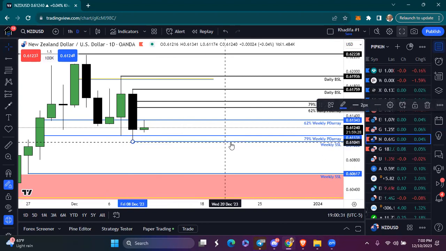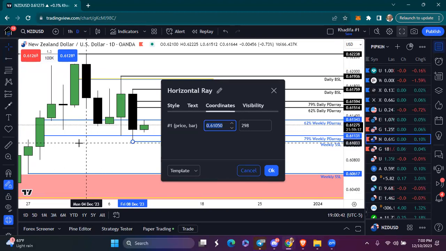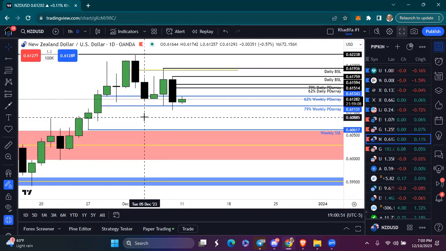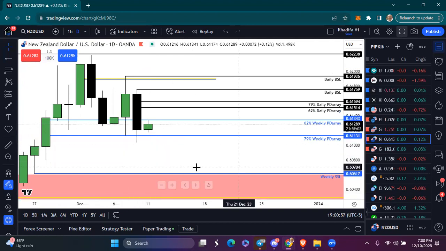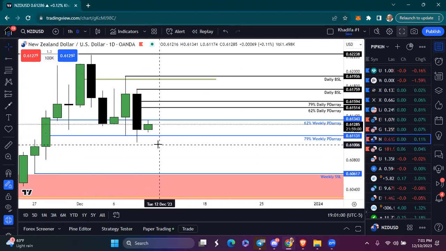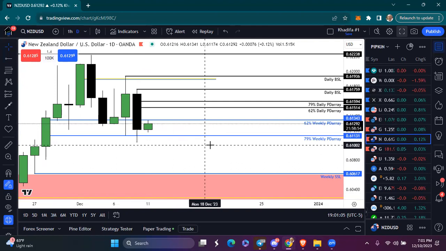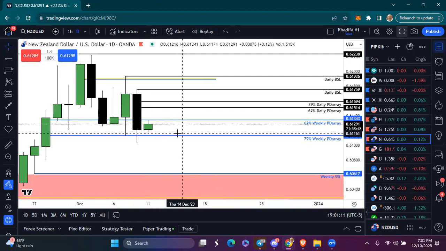Let me just change that. No, let me delete that altogether. How about that? All right, okay. So yeah, scratch that. That wasn't a weekly sell side liquidity. That was a weekly buy side liquidity from a previous week, like a couple of weeks ago. So never mind that. So yeah, I want to see NZD USD push up into Friday's premium price.